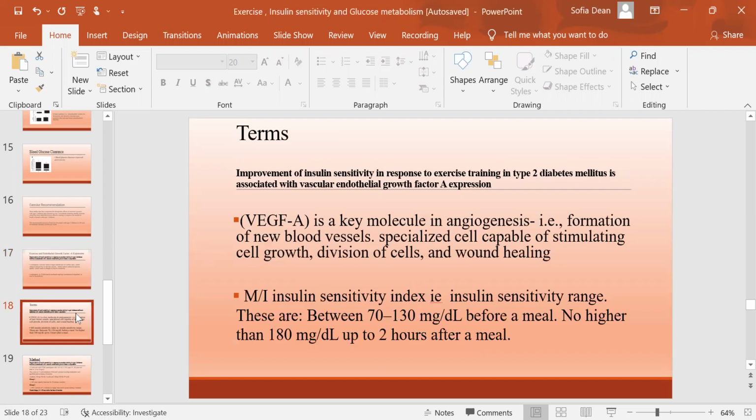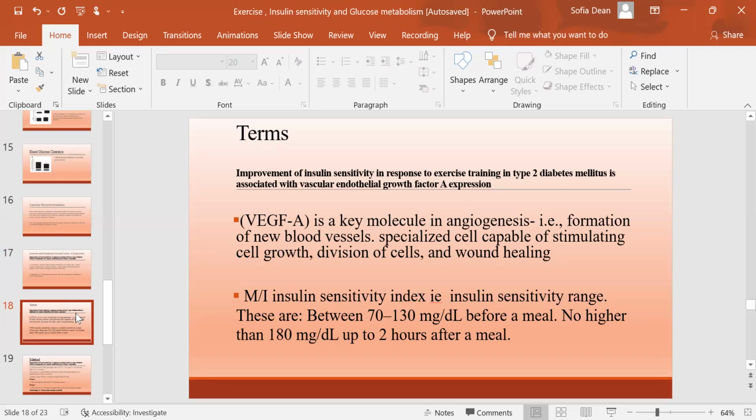Some of the terms that are discussed in this research: VEGFA, also known as growth factor A. I'll mention it as growth factor A. It's a key molecule in angiogenesis, that is, formation of new blood vessels. These cells are specialized and are capable of stimulating cell growth, division of cells, and processes such as wound healing. MI would also be referred to as insulin sensitivity index.